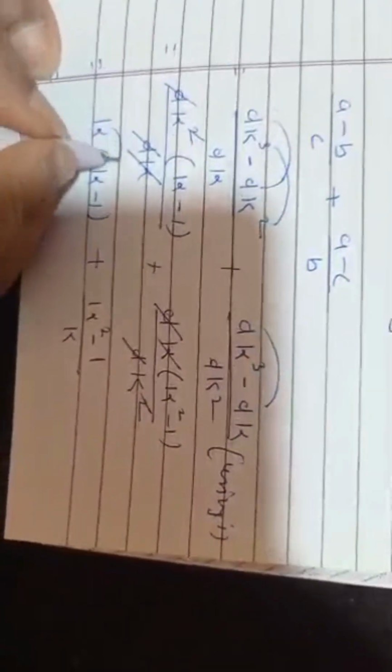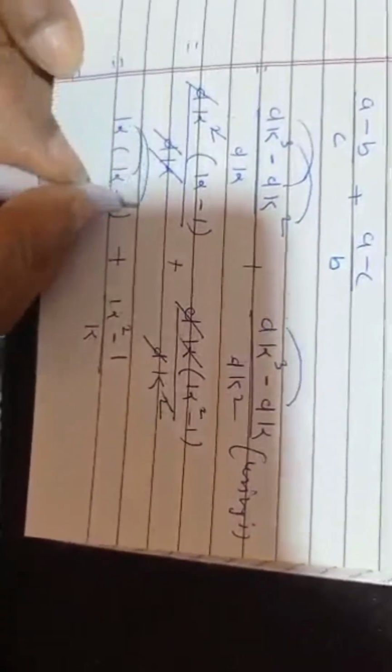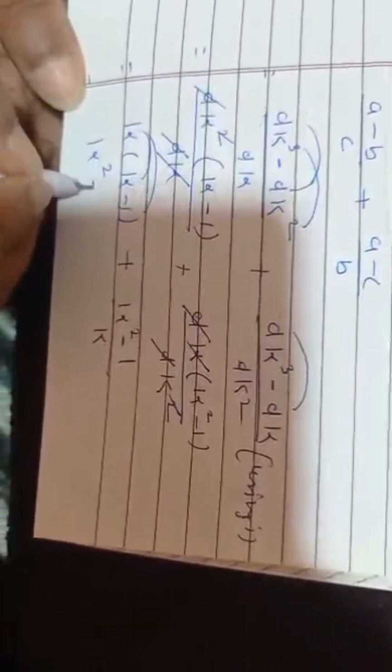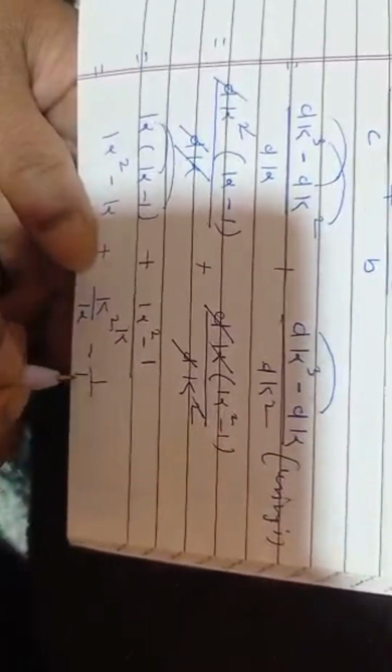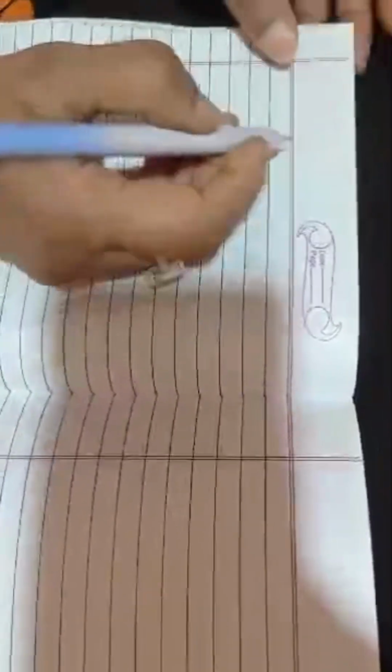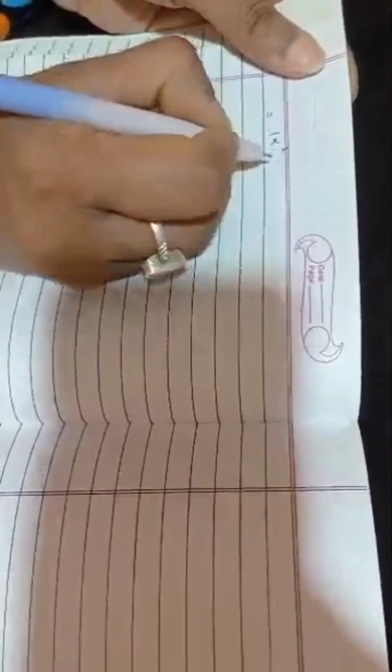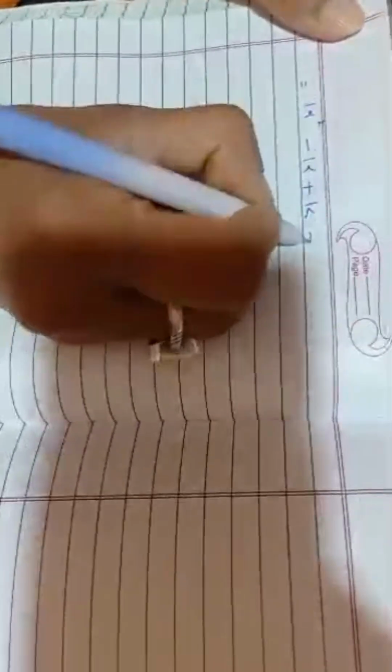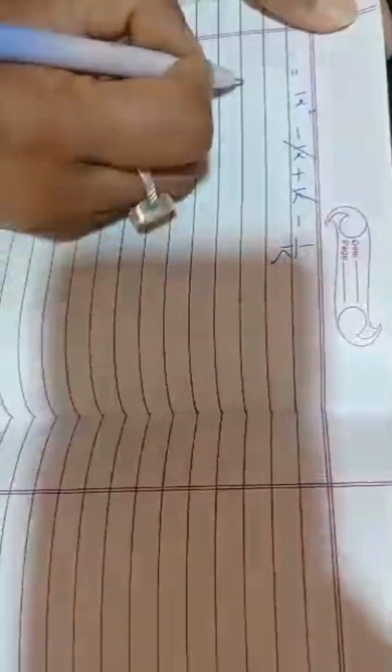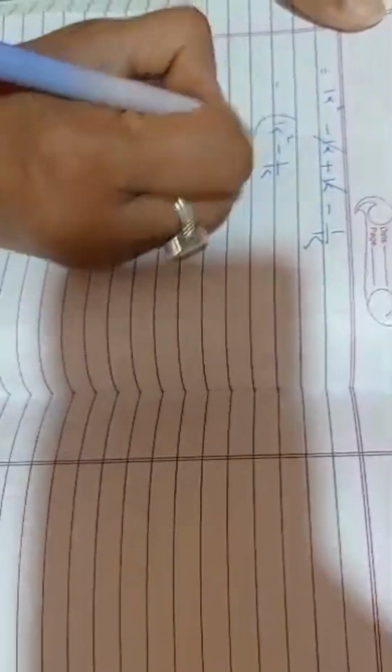This K multiplies by K, and this K multiplies by 1, that is K square minus K ones are K, plus I am writing this as K square upon K minus 1 upon K. This cancels this power. Now we are left with K square minus K square minus K plus K minus 1 upon K. This cancels this, and we get K square minus K, 1 upon K.